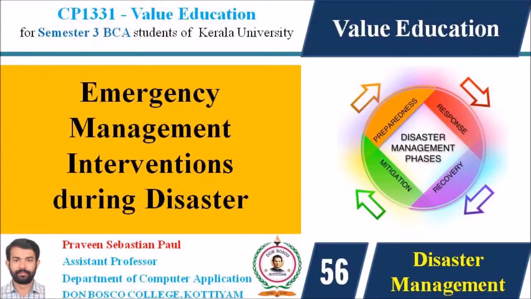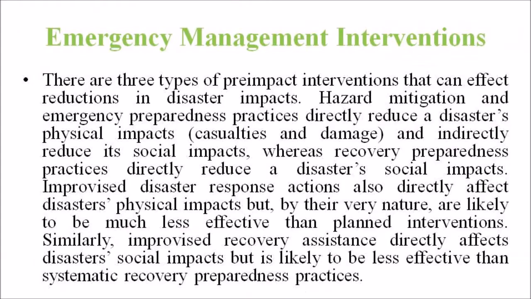In this lecture, we are discussing the emergency management interventions during disasters. There are three types of pre-impact interventions that can affect the reduction in disaster impacts. Hazard mitigation and emergency preparedness practices directly reduce a disaster's physical impact and indirectly reduce its social impact, whereas recovery preparedness practices directly reduce a disaster's social impact.